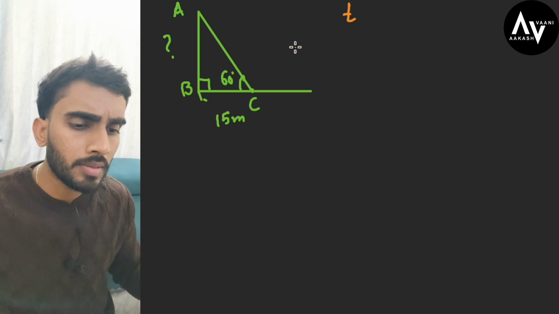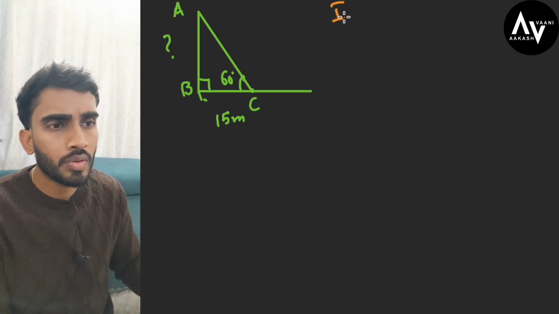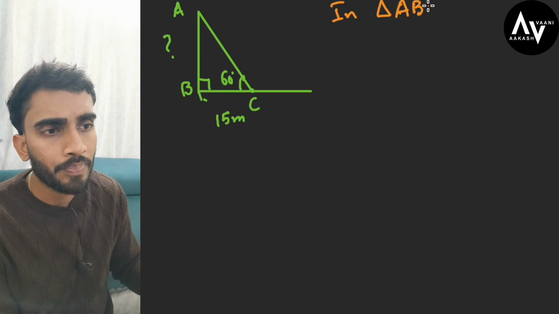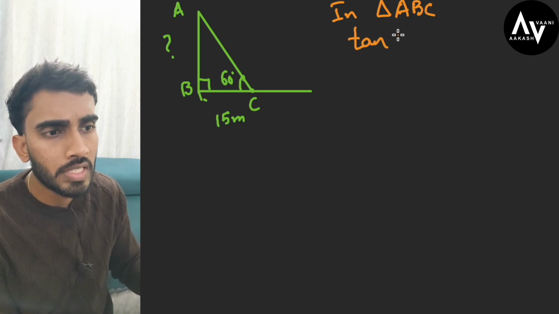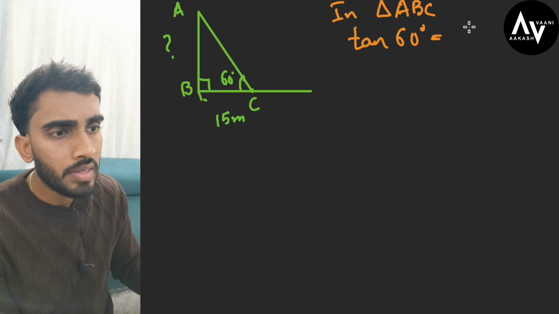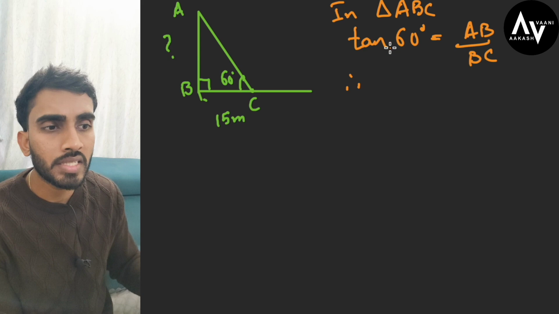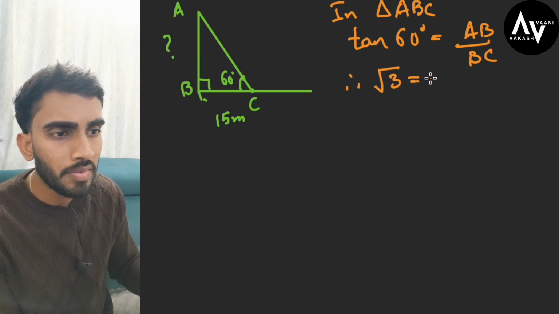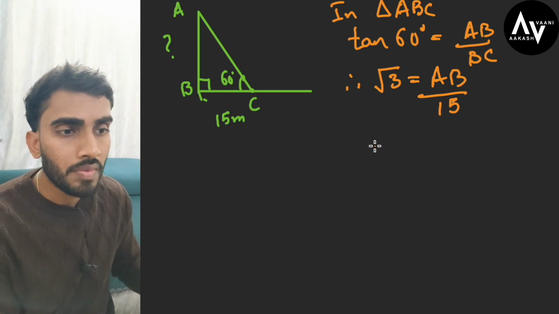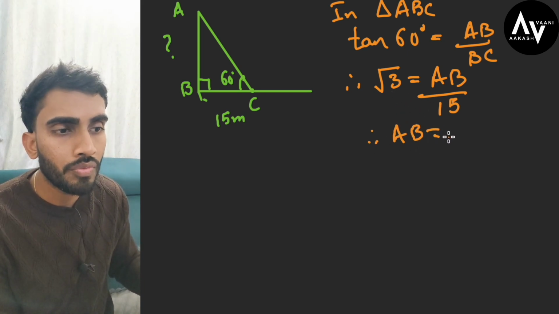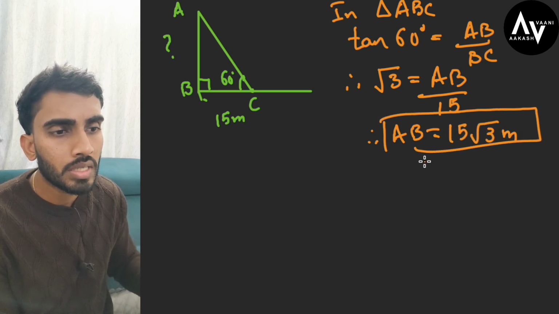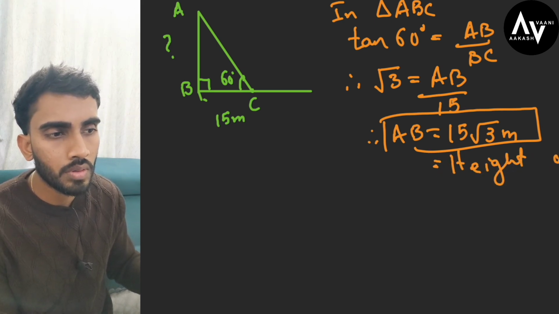So in triangle ABC, we'll write tan of 60 degree is equals to AB by BC, and then we will put the value of tan 60, which is root 3, is equals to AB, which we need to find out, and BC is given 15. So when this 15 will multiply with the root 3, we will get AB is equals to 15 root 3 meter. So as a result, we got the height of the tower.